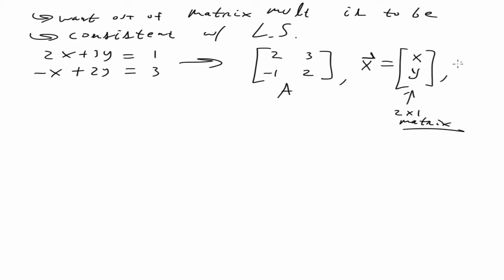Okay, and then finally B is going to be 1, 3 in this case. All right, so how does matrix multiplication work? We can clearly see that it's the 2 there that multiplies by the x. We see a 2 there, and it multiplies by the x. And then the 3 multiplies by the y, right? And that equals 1 over there.